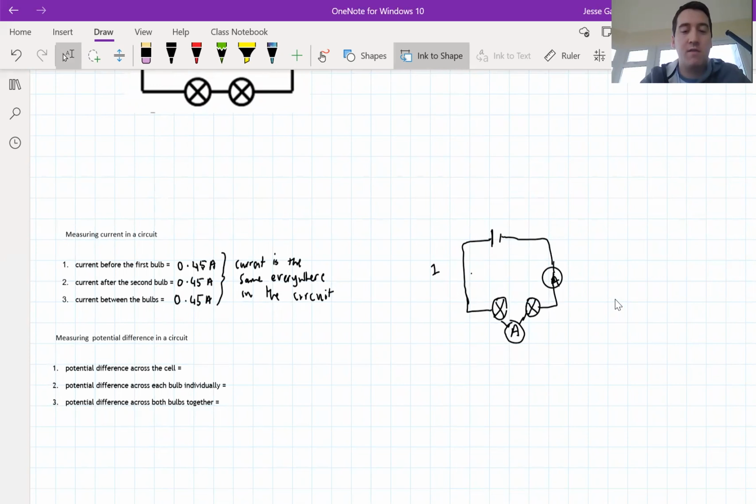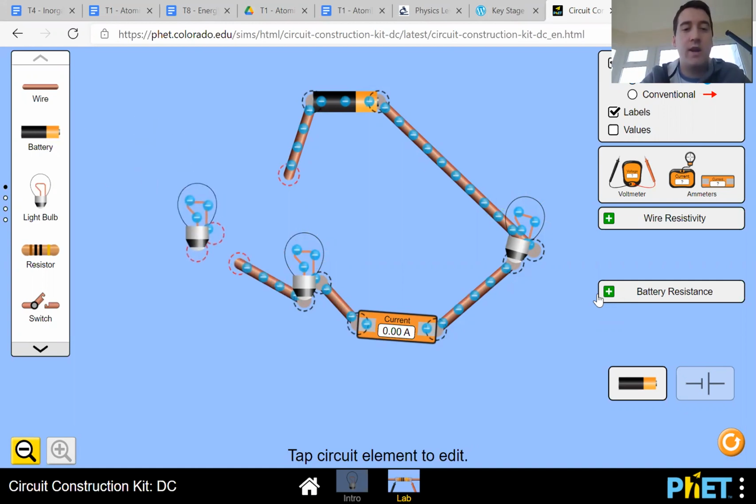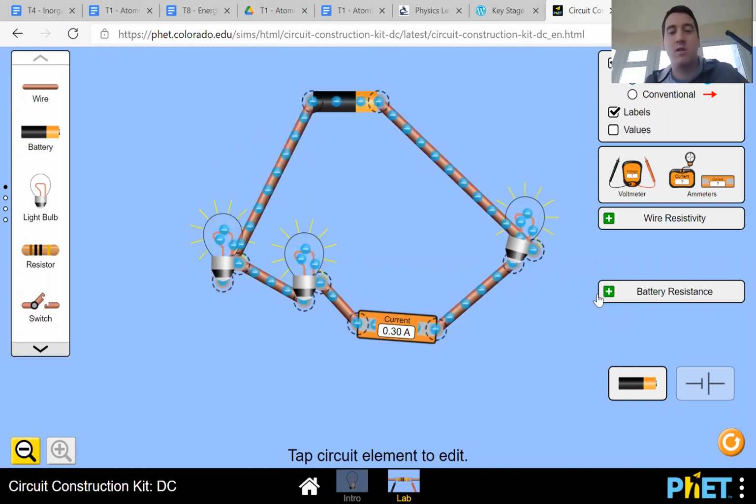All right, so I'm just pausing the video again for a second. I really want to highlight the point that the current stays the same, 0.45 everywhere, unless we put in another resistor. So here I'm putting in a third bulb, and now what's happening to the current? Now the current is lower. Now the current is 0.3 amps. So I've reduced the current in the whole circuit because I've added an extra resistance.